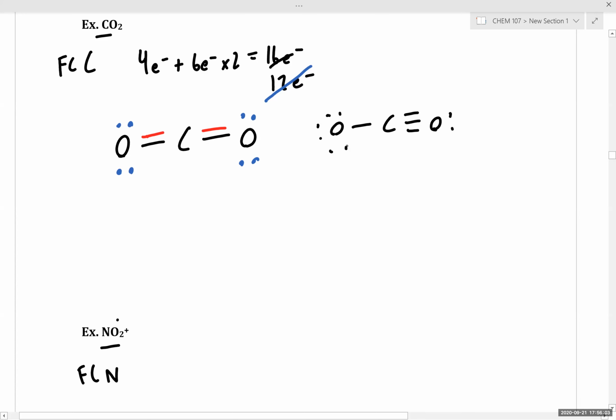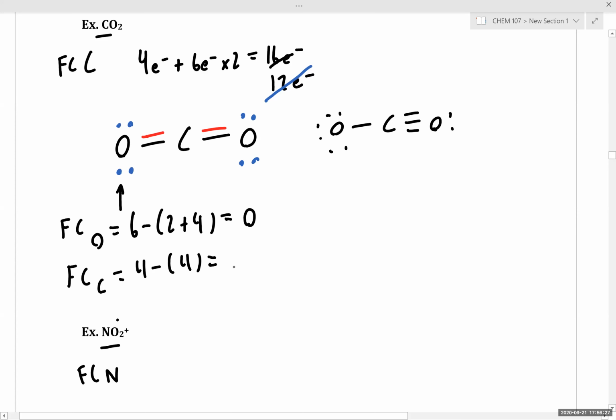So we have these two structures to play with, and let's look at the formal charges for each. The formal charge for the oxygen in this structure on the left is 6 minus 2 for our 2 bonds plus 4 for our 4 lone pair electrons. That gives us a formal charge of 0. Looking at the formal charge of carbon, we have 4 minus our 4 bonds, which gives us a formal charge of 0.